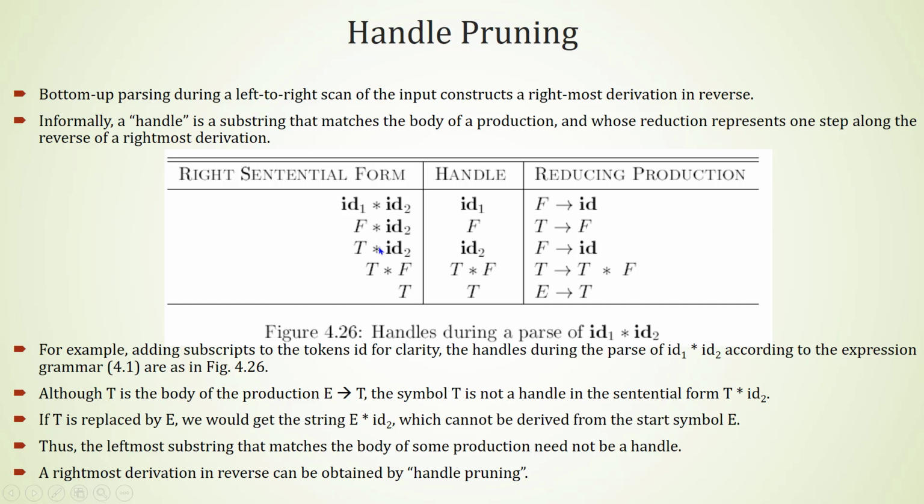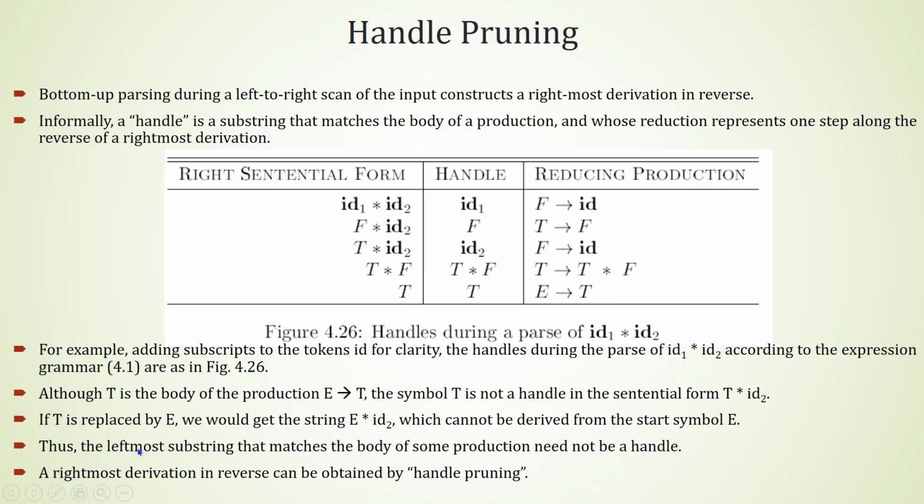Here in T star id2, T is not a handle, because if we take T as the handle, we will not get the desired result. That's why I took id2 as the handle. If T is replaced by E, we would get the string E star id2, which cannot be derived from the start symbol E. That's what I told you. We are not going to get the desired result. Thus, the leftmost substring that matches the body of some production need not be a handle.